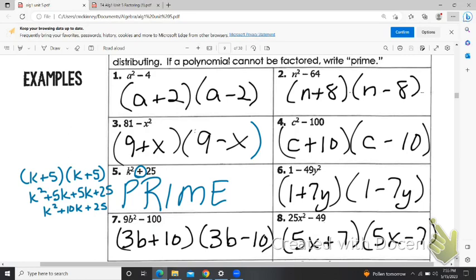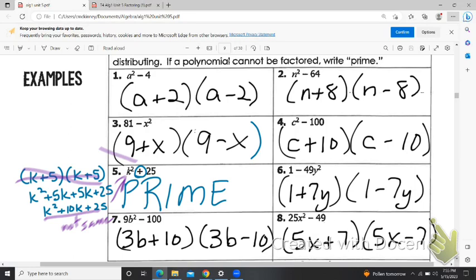So this is not equal to this. Not the same. All right, so that is why this cannot be the factorization of number 5.